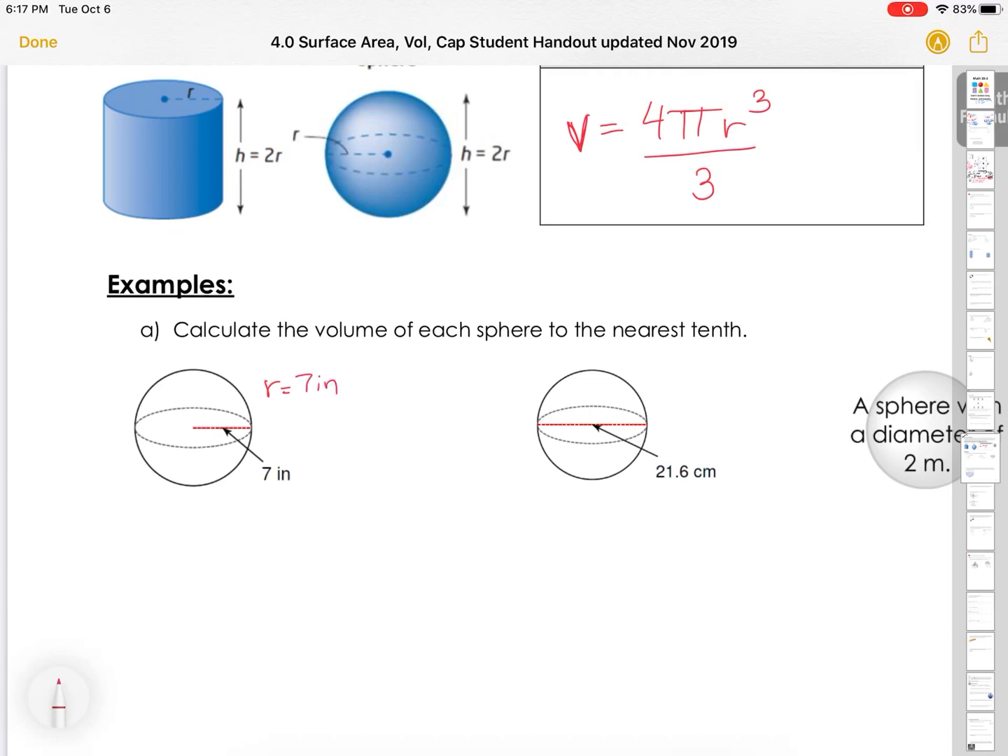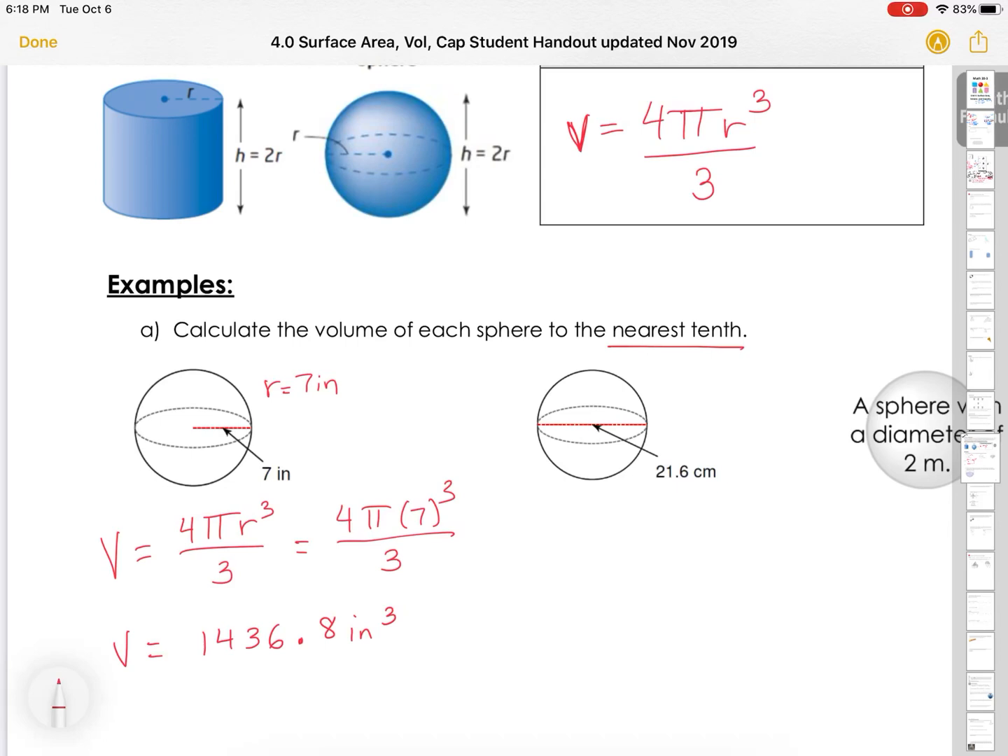We have our radius. Our radius equals 7 inches. Our formula for volume is V equals 4 pi r cubed divided by 3. So we substitute in that 7: 4 pi 7 cubed divided by 3. Most of you have calculators, so you can do this all in one step. When you multiply through, you get 1436.8 inches cubed to the nearest tenth. So it's just a matter of substituting into that formula and remembering what that formula is.